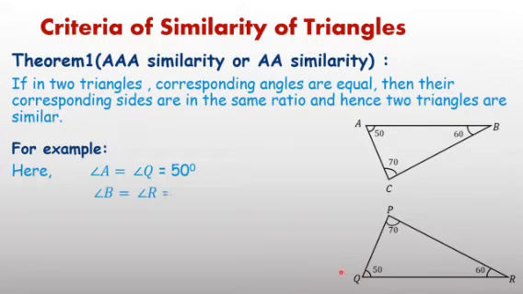Next, angle B equal to 60, and here 60 degree angle R, therefore B equal to R. And now remaining angle means C equal to P. If corresponding angles are equal, then two triangles are similar. Now triangles are similar, it implies you will write triangle ABC is similar to triangle PQR.